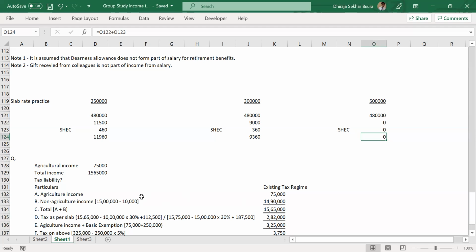First one is 0 to 2.5 lakhs nil, 2.5 to 5 it's 5%, 5 to 10 it's 20%, above 10 it's 30%. For 60 to 80, you replace 2.5 lakhs by 3 lakhs. For above 80, you replace 2.5 with 5 lakhs. That's all. Now let's come to alternative tax rates. Let's talk about the table first, then we will practice questions.